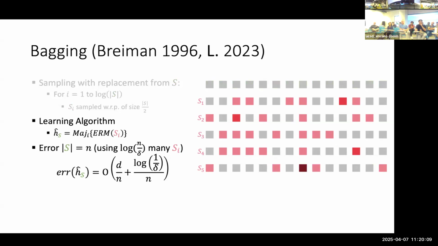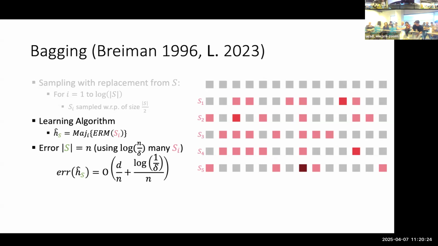And then what bagging does, also the original heuristic, is just, if you're in binary classification, you train a classifier on each of the subsamples and you do a majority vote. Whatever it outputs, that's your prediction.